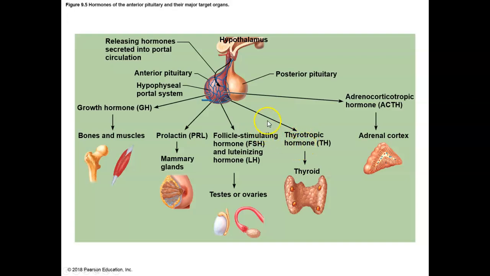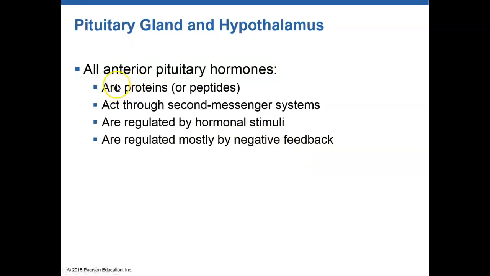Thyrotropic hormone, also known as thyroid stimulating hormone, stimulates the thyroid gland to secrete thyroid hormone. Thyroid hormone is your metabolic hormone. It's actually a series of two different hormones that I typically just put together as one, okay? And then we have adrenocorticotropic hormone, which stimulates the adrenal cortex to secrete cortisol. So all pituitary hormones are protein-based hormones, so they have to use the second messenger system, and they're all regulated by negative feedback.